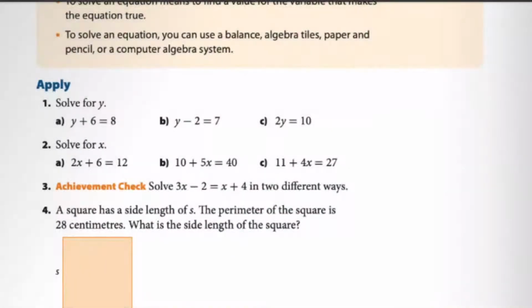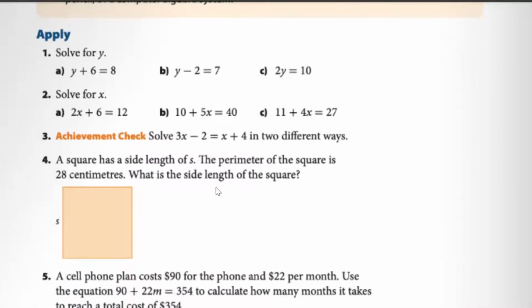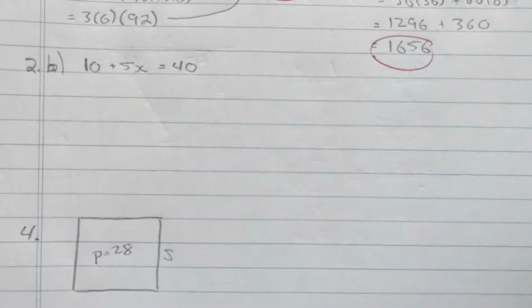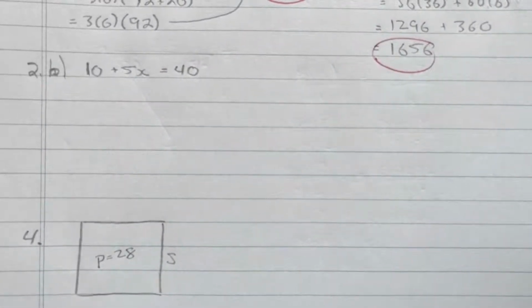So looking at the next section in the textbook here, we're going to start with question number 2. We're going to take a look at 2b, and then we'll take a look at number 4 as well from that page. So in the case of 2b, we were asked to solve for x. So we need to find out the value for x.